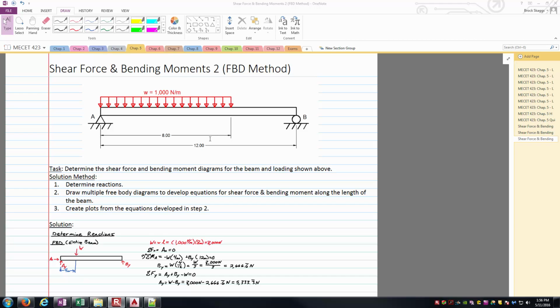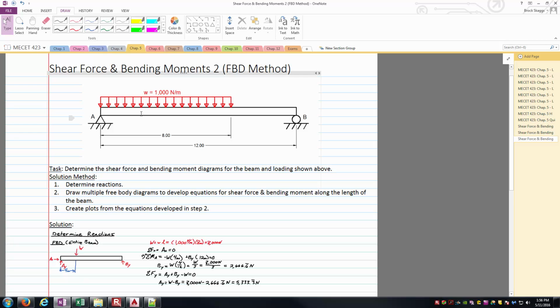Notice in the free body diagrams, yes, the lengths are changing, but more importantly, the loading is changing as well, which is going to cause different things to happen for the internal shear force and internal bending moment. And again, I've already figured out the reactions A sub x, A sub y, and B sub y. Those are right down here. A sub x is 0. You can see B sub y is 2,666 and 2/3 Newtons, and A sub y is an upward reaction of 5,333 and 1/3 Newtons as well.